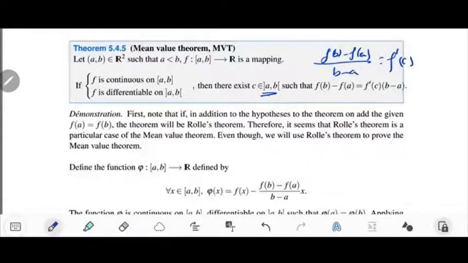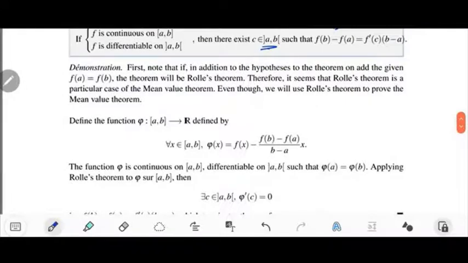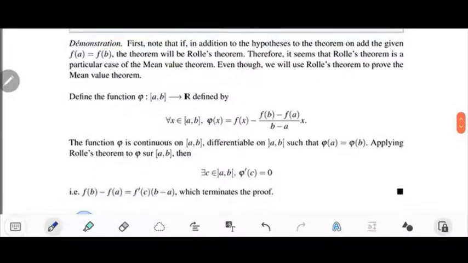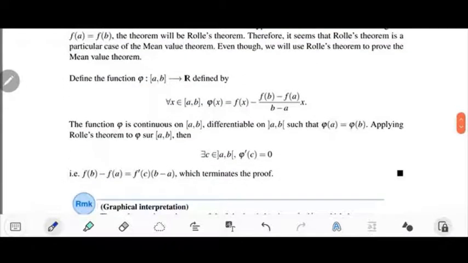of this one because it has the same given but with one additional hypothesis, it gives the impression that Rolle's theorem is a particular case of this one, but to prove this theorem, we will use Rolle's theorem in fact. So we take a function phi such that phi of x is equal to f of x minus f of b minus f of a over b minus a times x, and we notice that phi is continuous on the closed interval AB and differentiable on the open interval AB.